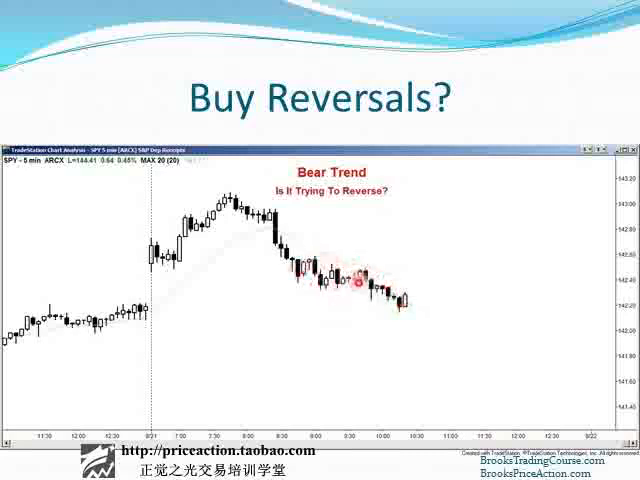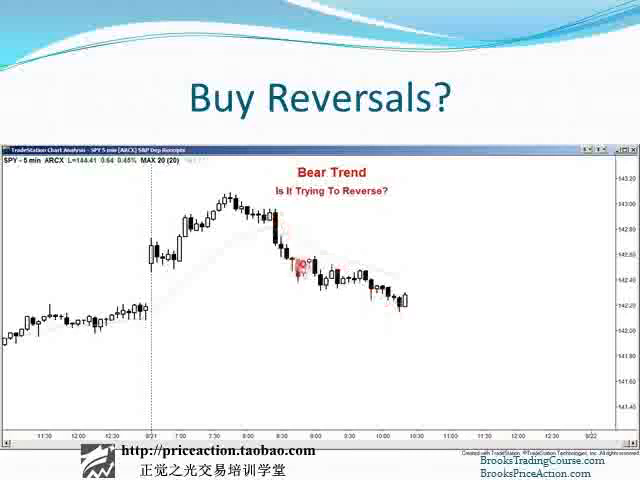Is this a final flag? And will this reverse up? Well, we got 4 consecutive bear bars here, 2 more here. So 6 out of 7 bars have bear bodies. I don't want to buy until I see a strong bull breakout and then some kind of test of the bear low, creating a major trend reversal.